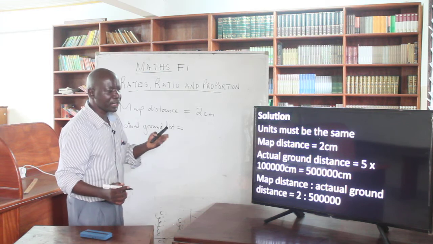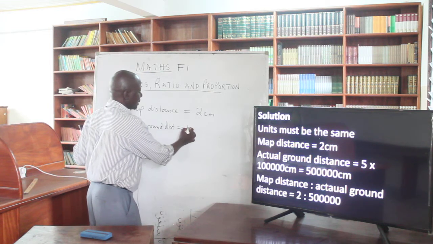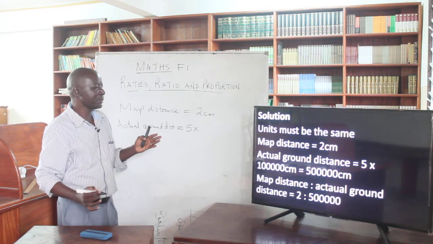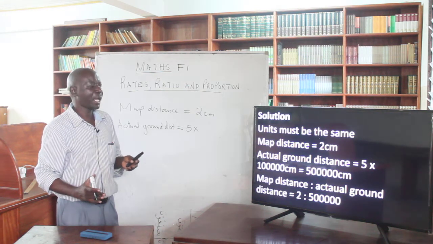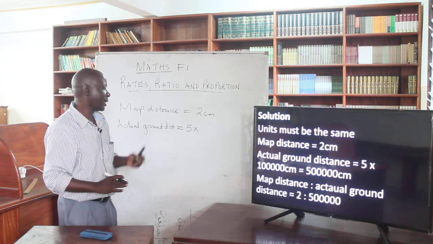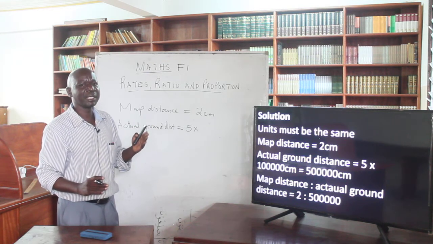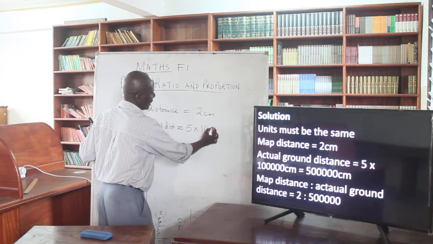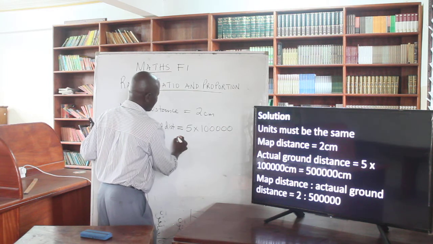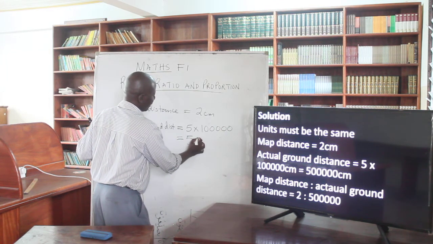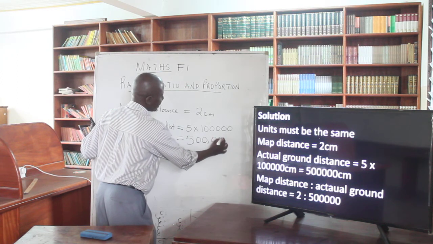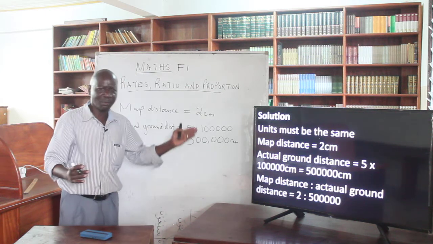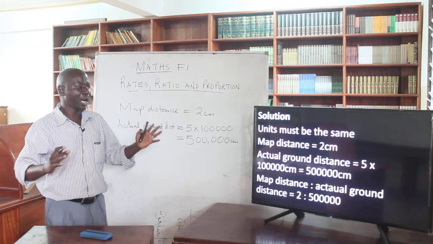We change that 5 kilometers to centimeters, so it will be 5 multiplied by 100,000. 1 kilometer is equal to 100,000 centimeters. So we multiply this by 100,000 to change it to centimeters, and that will give us 500,000 centimeters. So then, because we now have similar units, we can compare them.